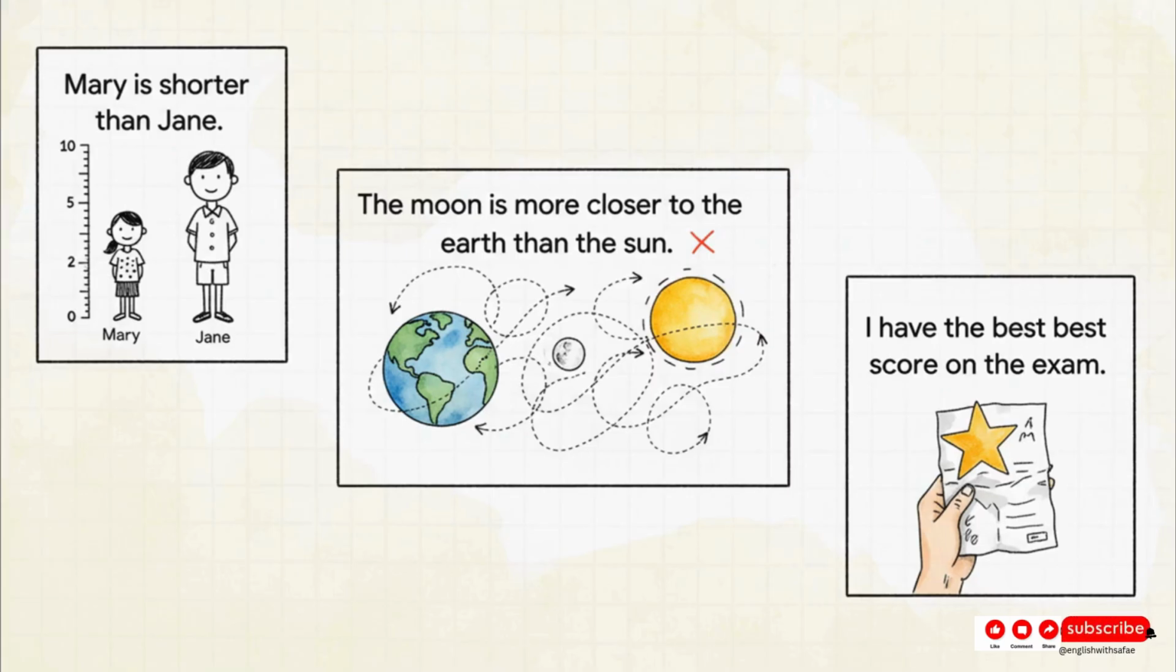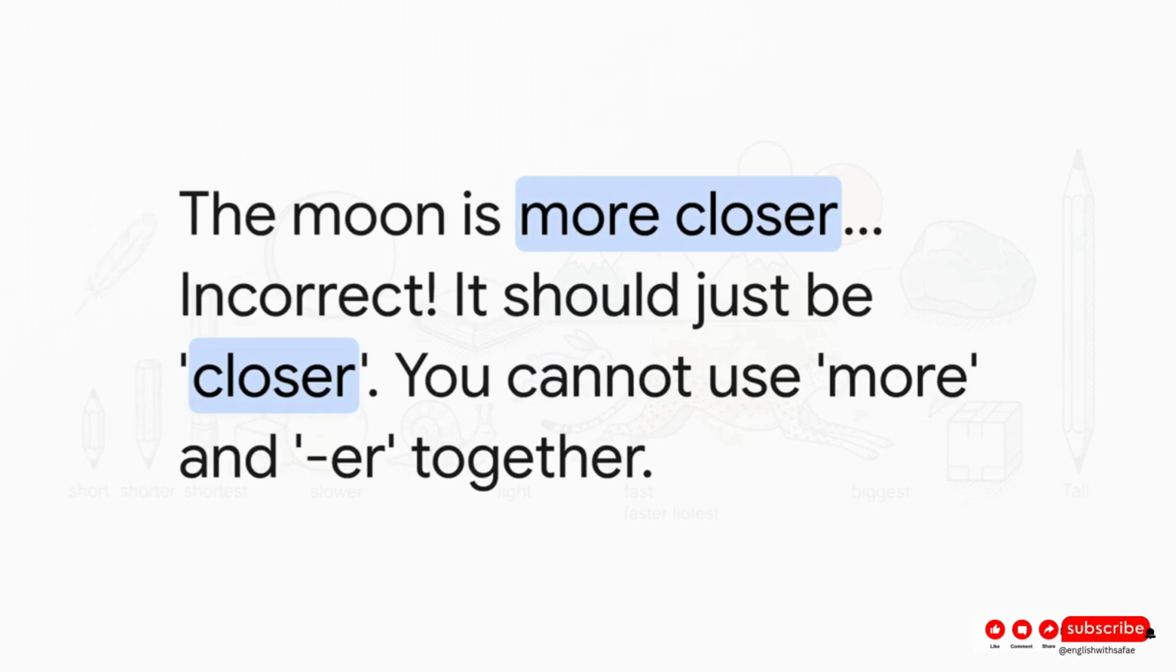Mary is shorter than Jane. The moon is more closer to the Earth. I have the best score on the exam. Does one of those just sound a little weird? If you spotted more closer, you nailed it.